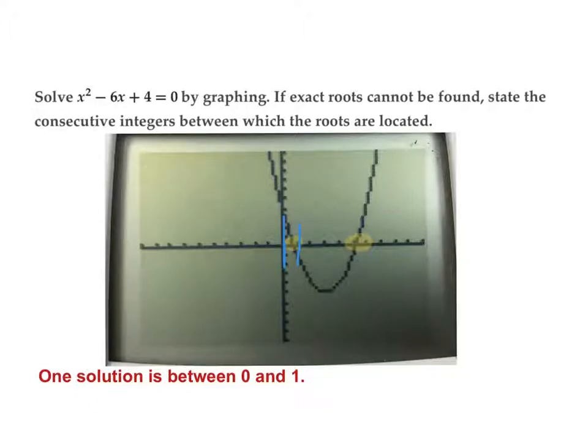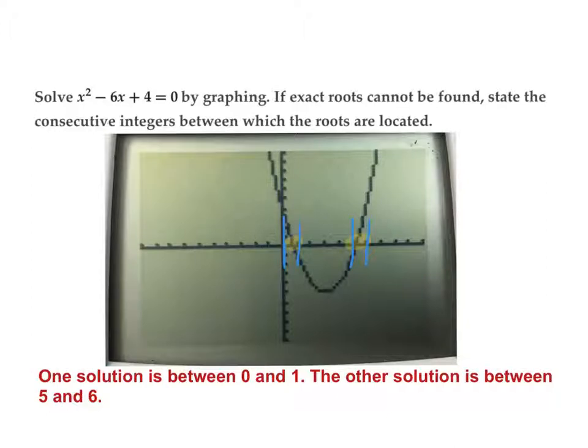Okay, what about the other solution? What is it in between? Well, if this is 1, 2, 3, 4, what's this one? 5 and 6. So this one's between 5 and 6. Okay, so that's all you're going to do today.